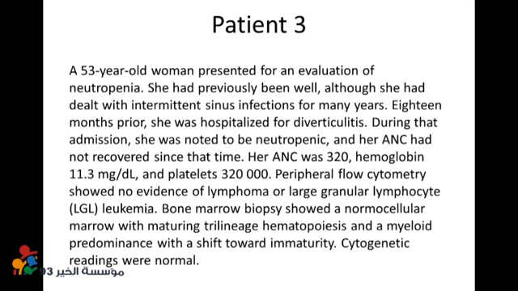Why did we do that? Because again, in a setting like this, as I said, this is one of the things where I may see large granular lymphocytes. I want to exclude that by flow cytometry. Bone marrow biopsy was performed and is completely normal and showed maturing trilineage hematopoiesis with myeloid predominance, but a little bit of left shift, and cytogenetics were completely normal.